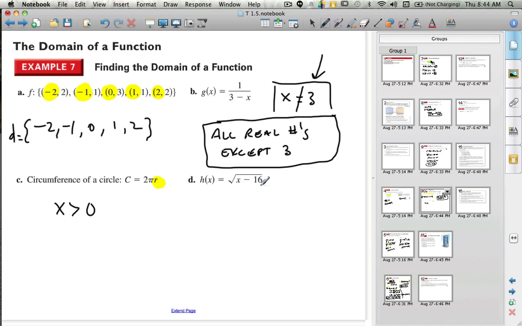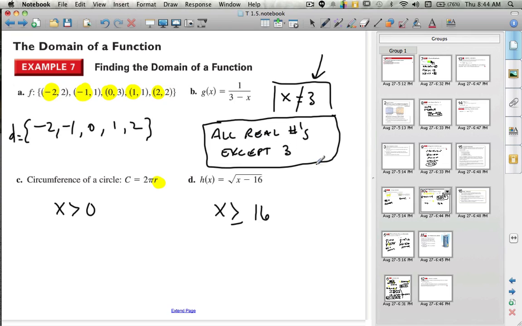16 minus 16 is 0. I can take the square root of 0. It's equal to 0. But as soon as we go below 16, this is going to result in negative numbers, and I can't find their square root. So my x value has to be greater than or equal to 16. Now you notice here it was okay for it to be equal to 16, but here it was not okay for it to be equal to 0, because a circle with a radius of 0 is not a circle.